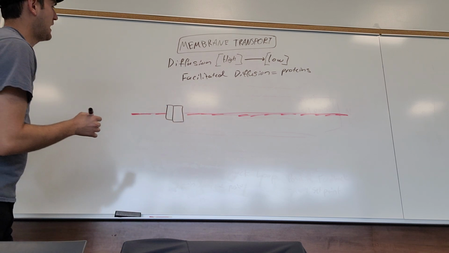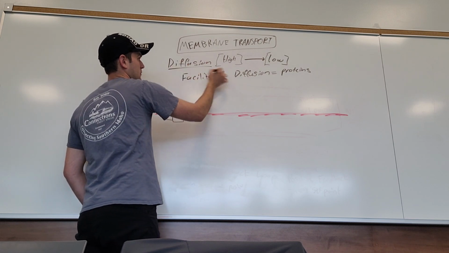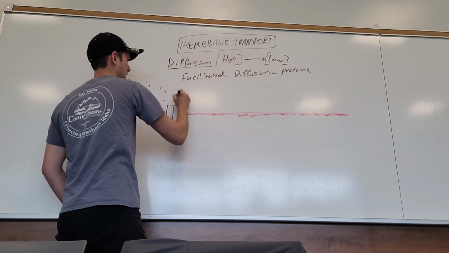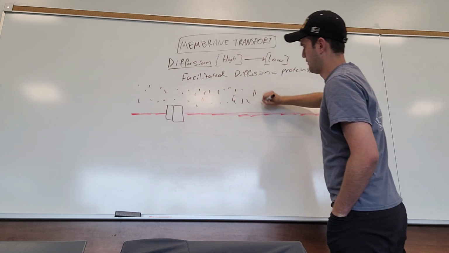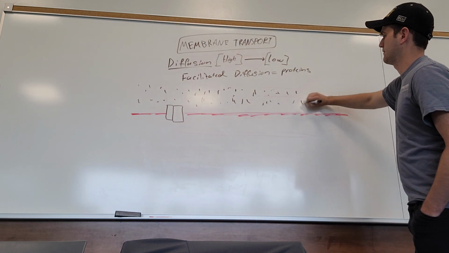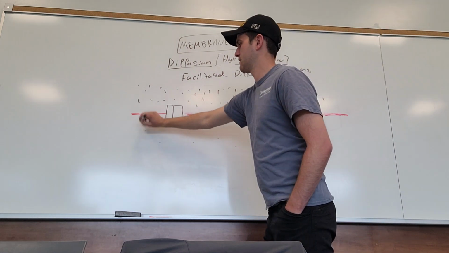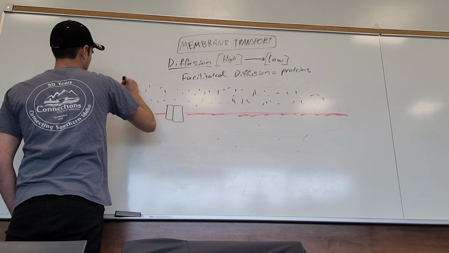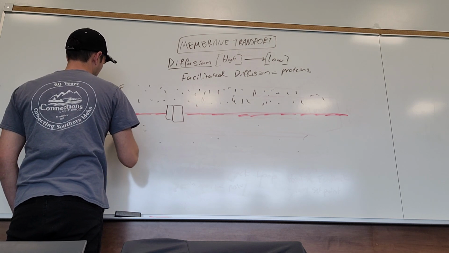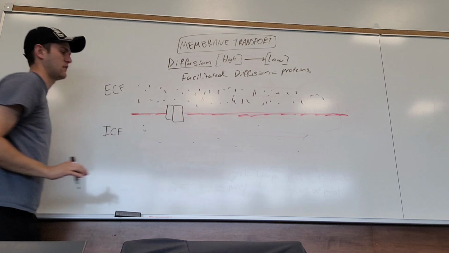Okay, so say we have, right, for this whole thing, because it's diffusion, we want to move high to low concentration. So we're just going to put a bunch of these solutes on this side of the membrane and just a few on this other side. Remember, this is our extracellular fluid, and this is our intracellular fluid. Okay, we want to move these solutes into the cell.